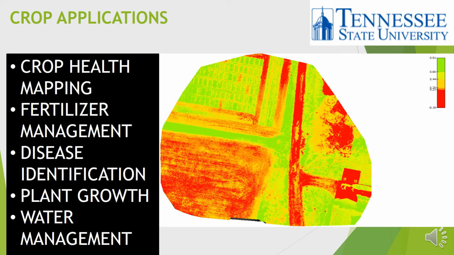Another application is looking at water management. We can use drone data to identify areas in the field that are wetter and areas that are drier within an agricultural production system. And based on that data, we can identify areas that require irrigation and areas that don't require irrigation for proper water management.